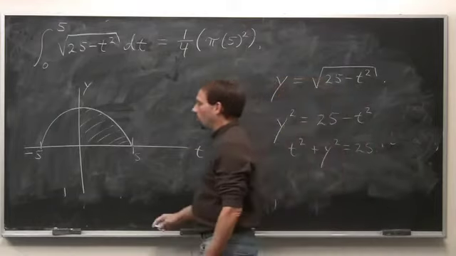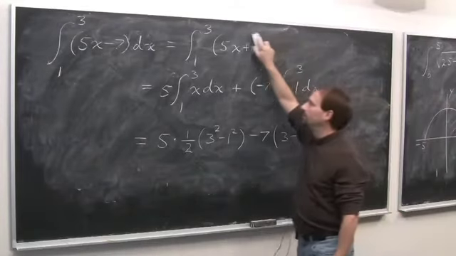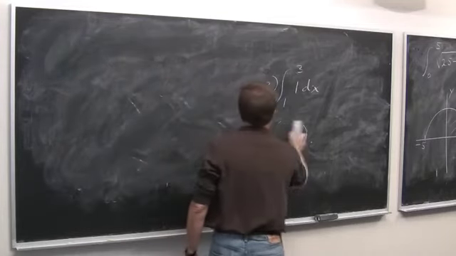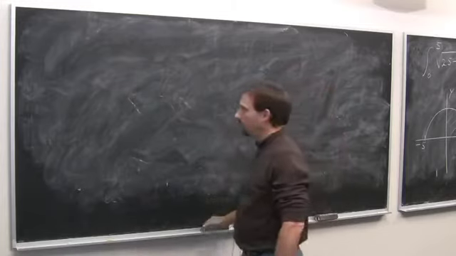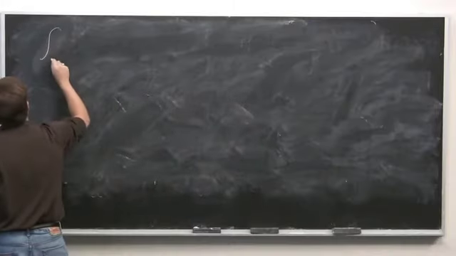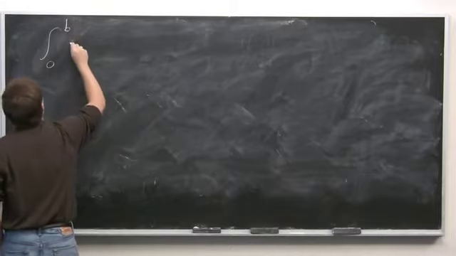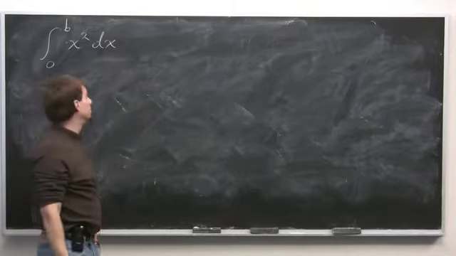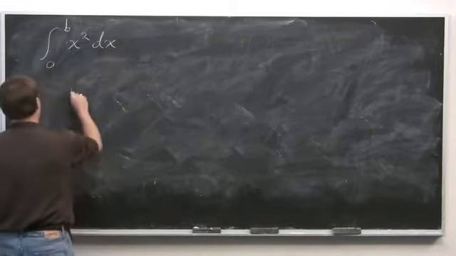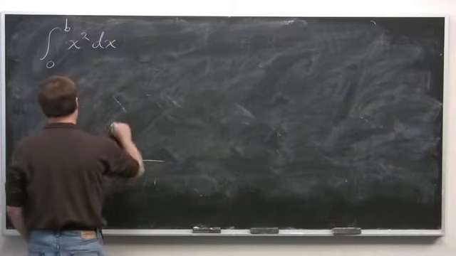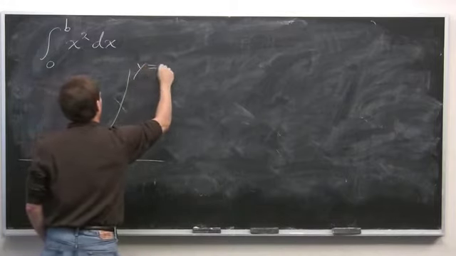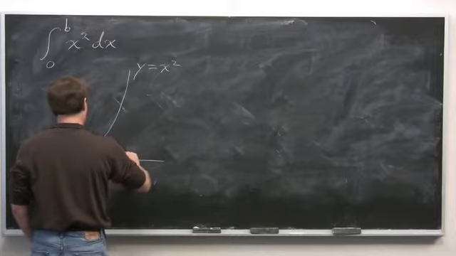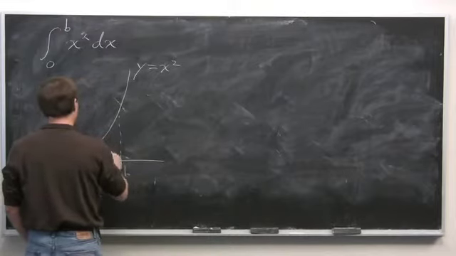Okay. Why don't we do one where you have to calculate limits of Riemann sums? Suppose we want the integral from 0 to b of x squared dx. This certainly exists. x squared is continuous. The graph of y equals x squared is a parabola. And we're just asking, in terms of area, we'd like to know this area.